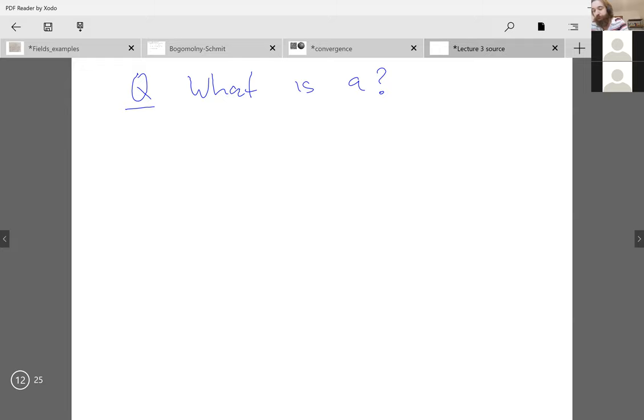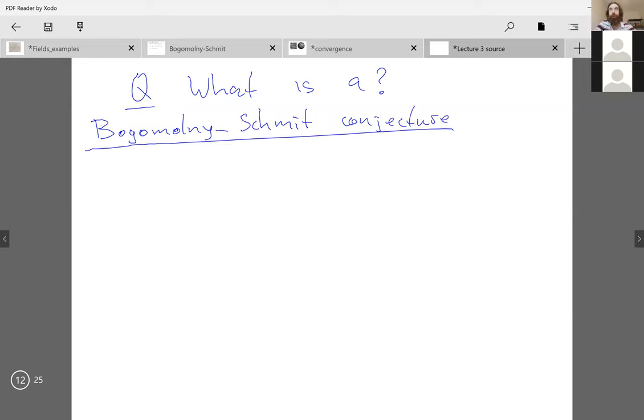So this is what is known as Bogomolny-Schmit conjecture. So they proposed a way how to compute it. So this happened, I think it's 2006, around this time. So they proposed the following argument. Using Kac-Rice, it's easy to show that for random plane wave, there is a typical spacing between nodal lines.